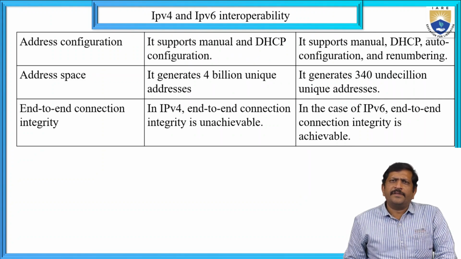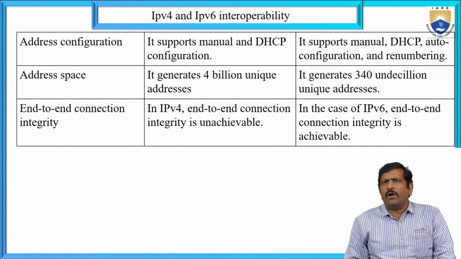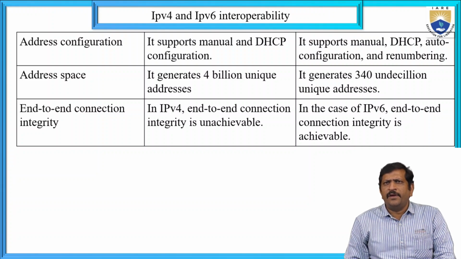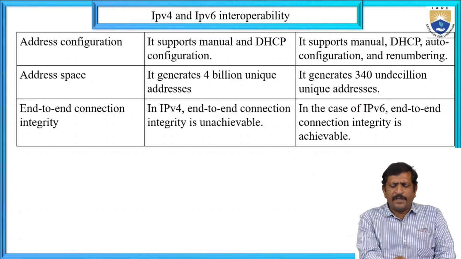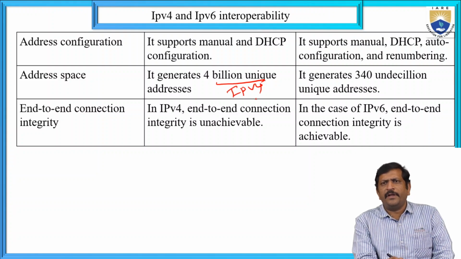Address configurations. Here IPv4 supports manual and DHCP configurations, and also auto configurations, renumbering. Address space means IPv4 generates 4 billion unique IP addresses. With the help of IPv4 that can be done.